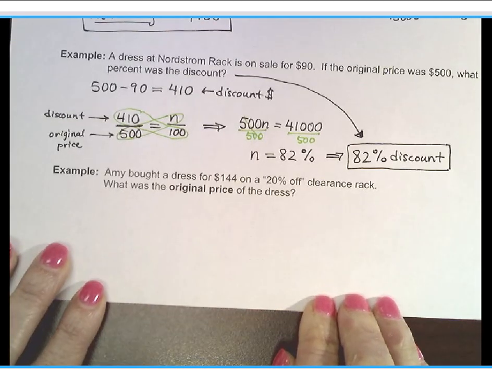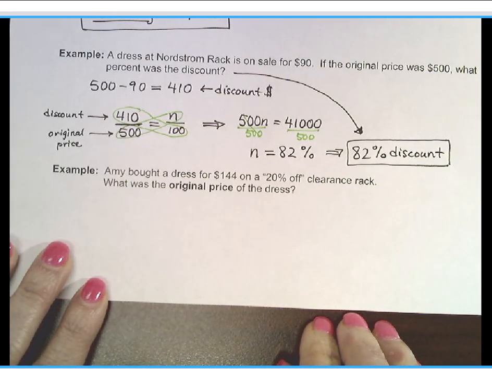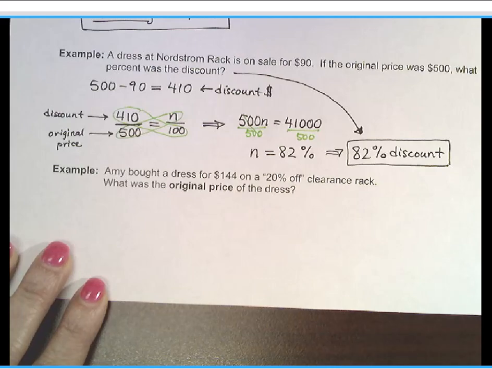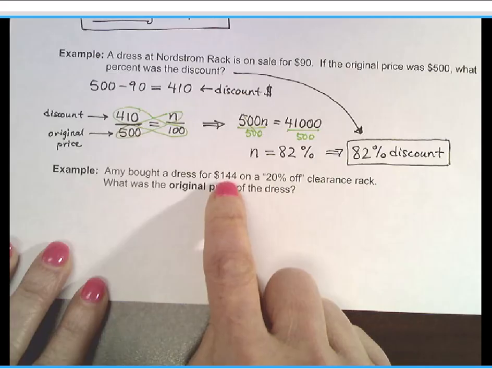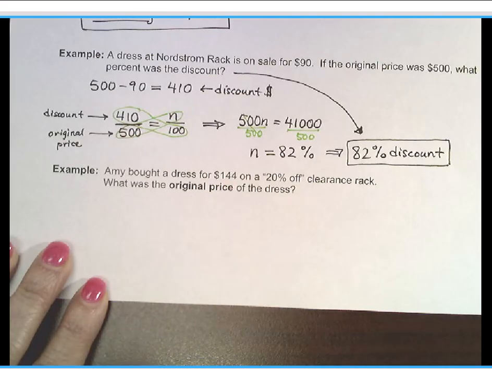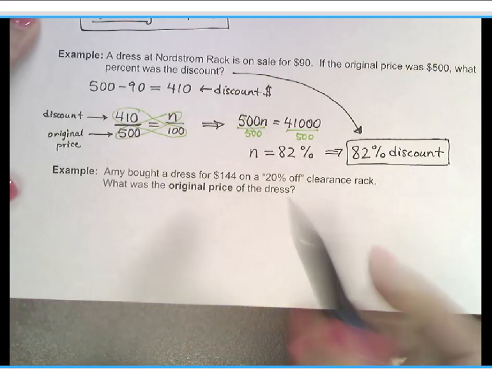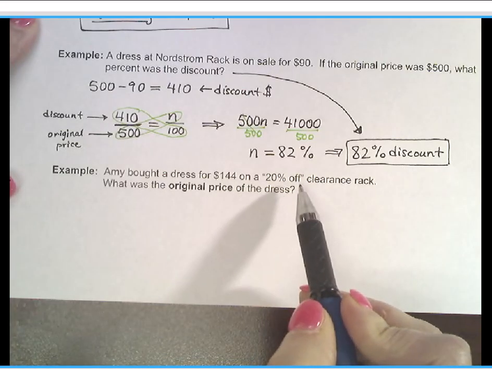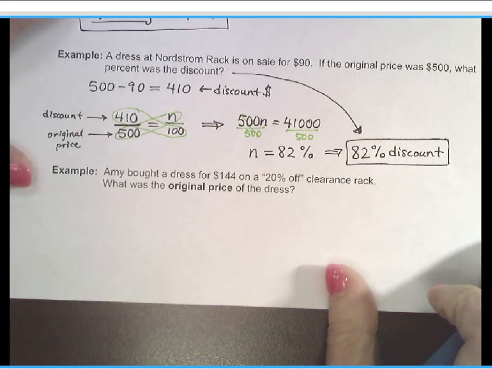All right, last one. Amy bought a dress for $144 on a 20% off clearance rack. What was the original price of the dress? So she got it for $144. That is the 20% off price. So we are going to kind of change our perspective a little bit. If she got 20% off, that means she only paid 80% of the dress, right?